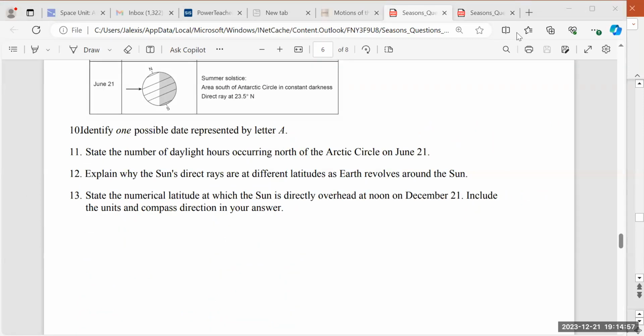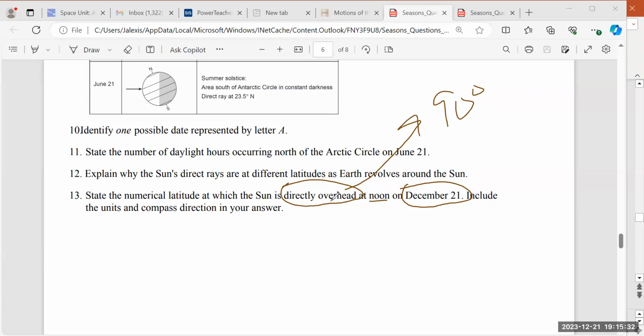Number 13 says, state the numerical latitude. So once again, your answer is a latitude at which the sun is directly overhead. We've seen this time and time again, right? Directly overhead means what again, everybody? Directly overhead means that the sun is at a 90-degree angle from the ground at noon on December 21st. Include the units and compass directions in your answer.